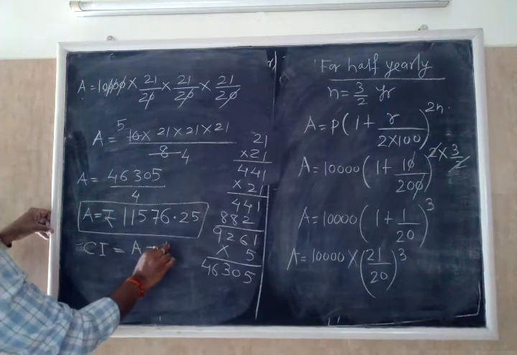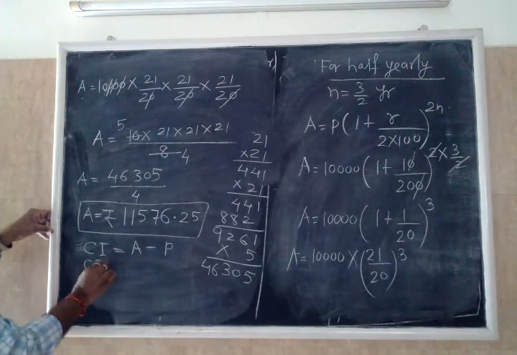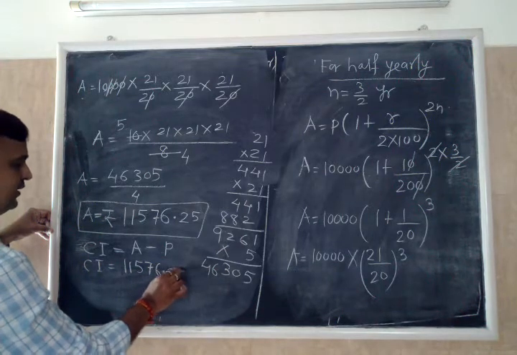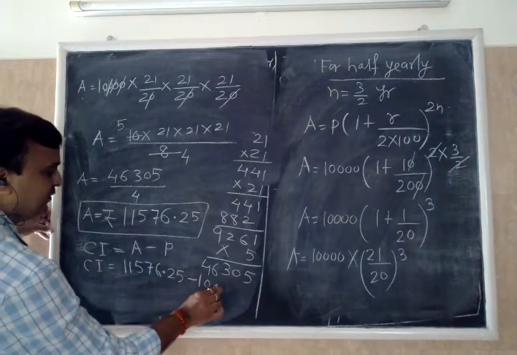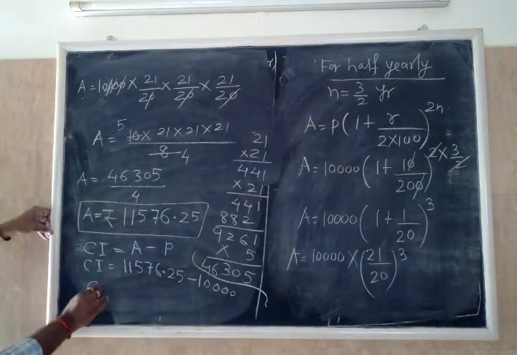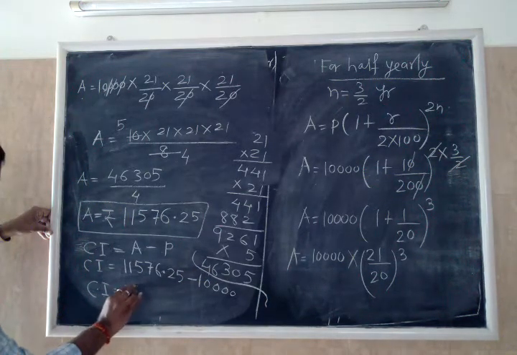Now you find CI for half year. CI is A minus P. So CI is 11,576.25 minus 10,000. So CI is how much?